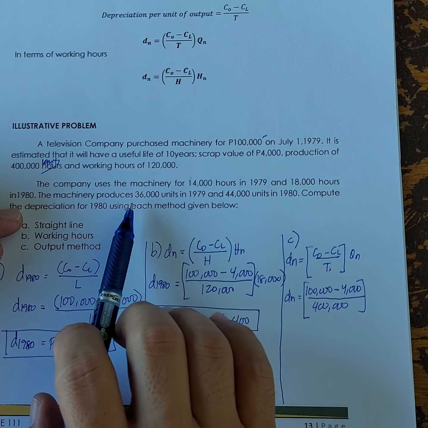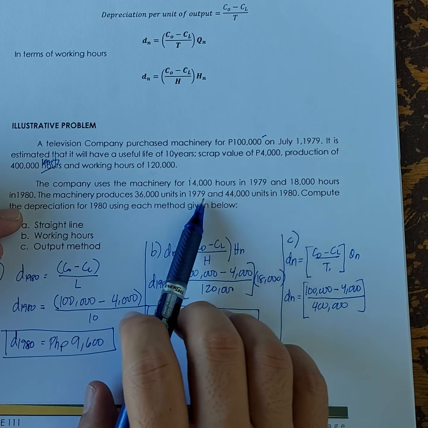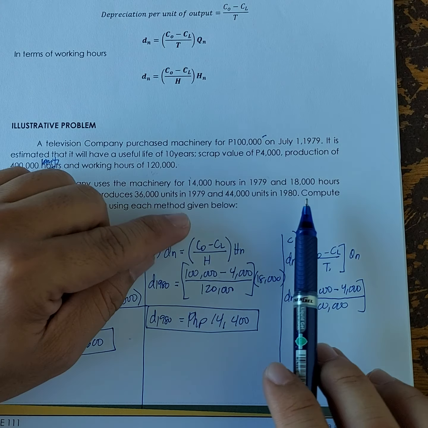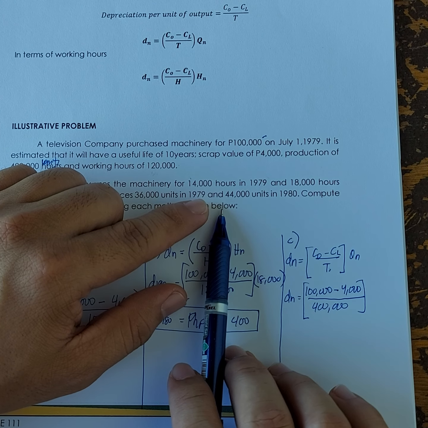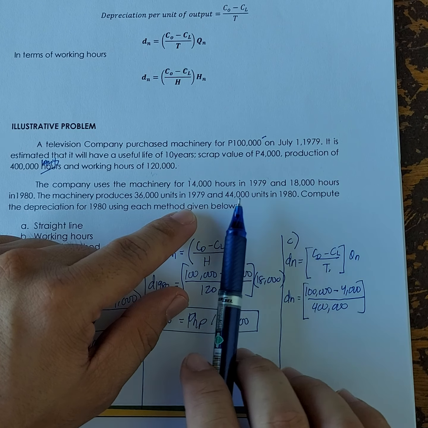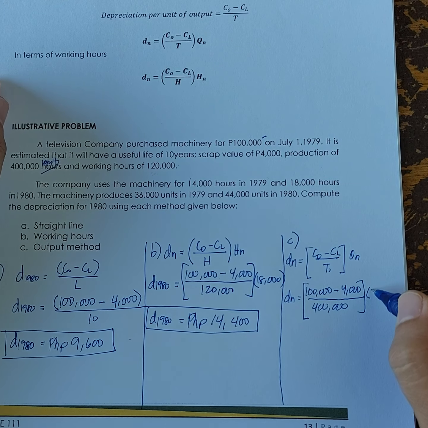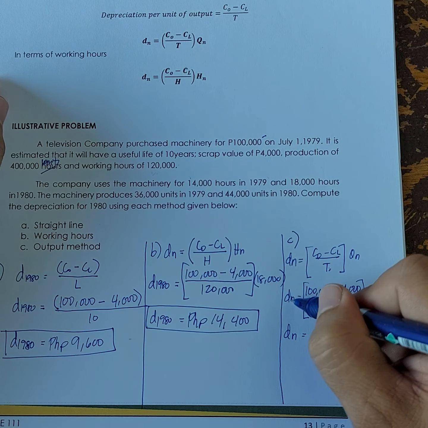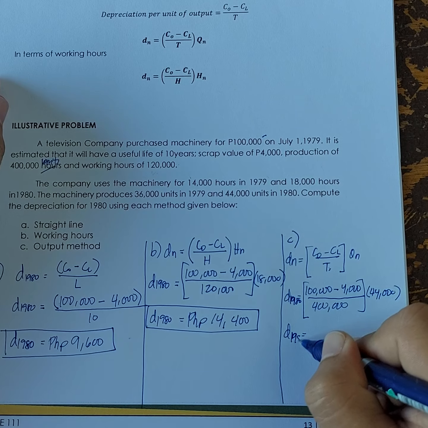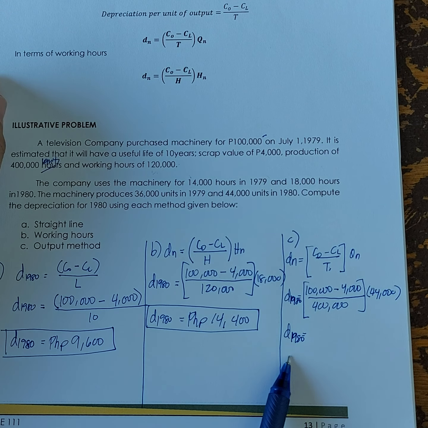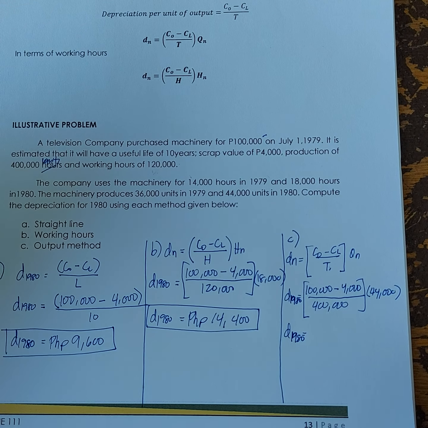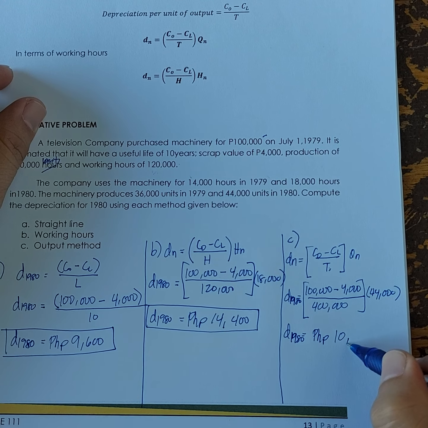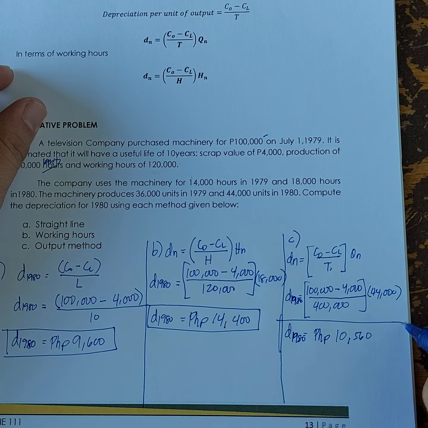Okay. So, the machinery produces 36,000 units in 1979. 1979 yan, ha? But since we are solving for the depreciation noong 1980, then we're going to use the number of units produced noong 1980, which is 44,000 units. Okay, so we have 44,000 units. So, the depreciation, this should have been 1980. Depreciation noong 1980. Okay. Using the output method is, we have here, 10,560 pesos. So yan yung depreciation.